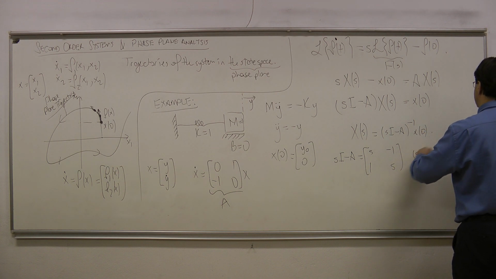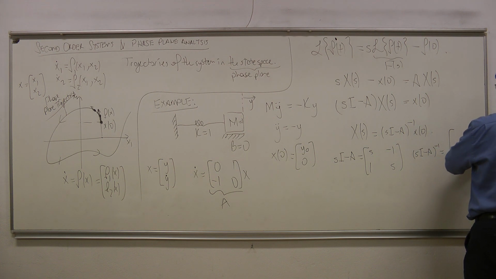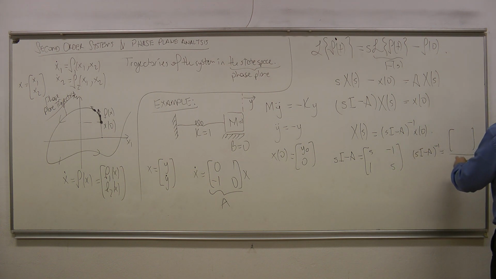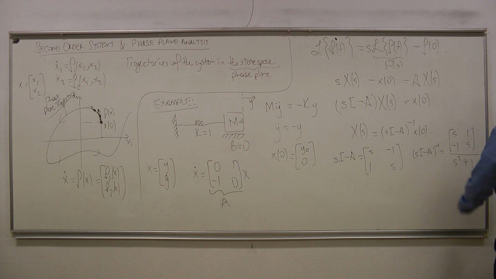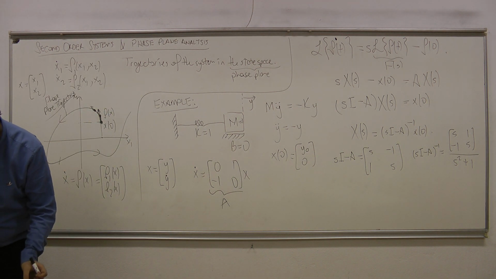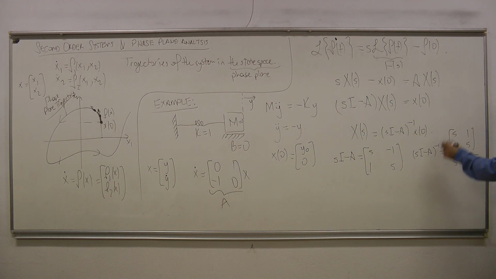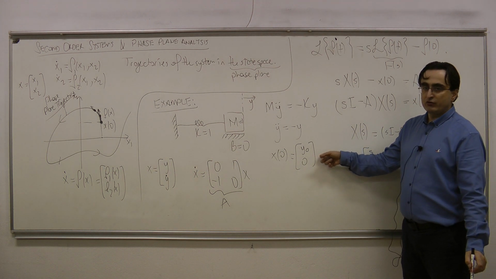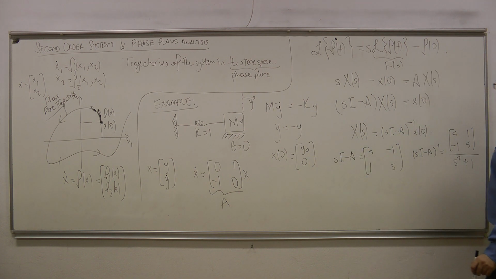sI minus A inverse is going to be 1 over the determinant, times the adjugate matrix. The determinant is s squared plus 1, and the matrix here is s, 1, and minus 1, s. All right? So now I can multiply this sI minus A inverse with the initial condition. That is my initial condition. Multiply this matrix with the vector y0 and 0.